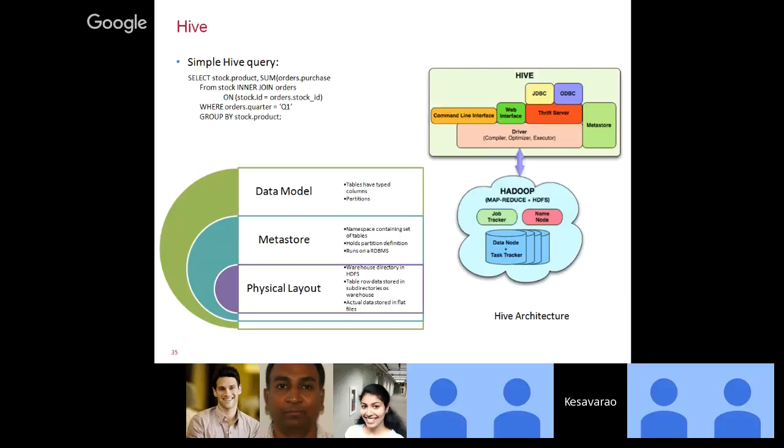So here it is, just a little. If you take a look at how it works, a simple Hive query: select stock product sum from this inner join on this condition. So basically, this is how it is happening. The Hive architecture: there is a name node that has the job tracker. There are data nodes that have task trackers, and basically MapReduce jobs are running here. But you don't see any MapReduce jobs happening.